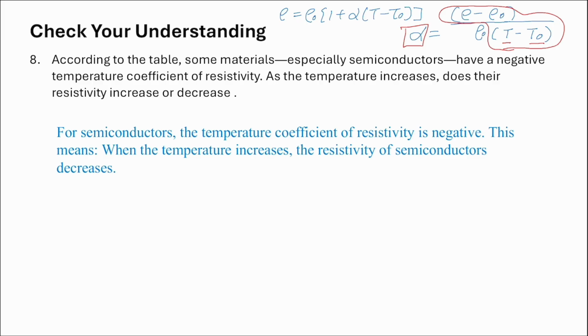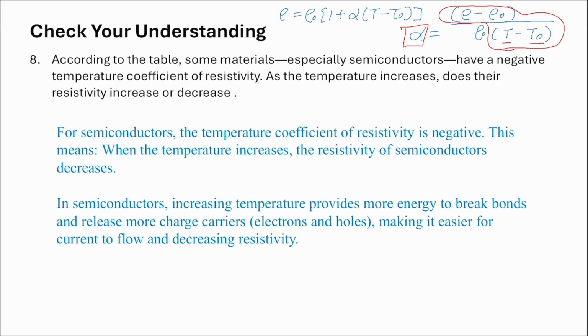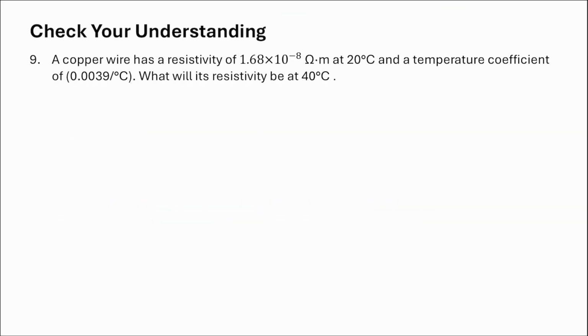So for semiconductors, the temperature coefficient of resistivity is negative. This means when the temperature increases, the resistivity of semiconductors decreases. In semiconductors, increasing temperatures provide more energy to break bonds and release more charge carriers. The charge carriers in a semiconductor can be electrons and holes, so it's very different from metal, making it easier for current to flow and decreasing resistivity. Let's look at this exercise.